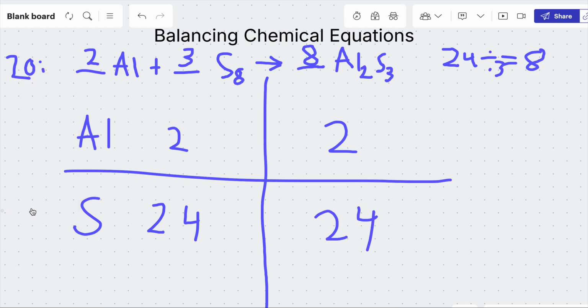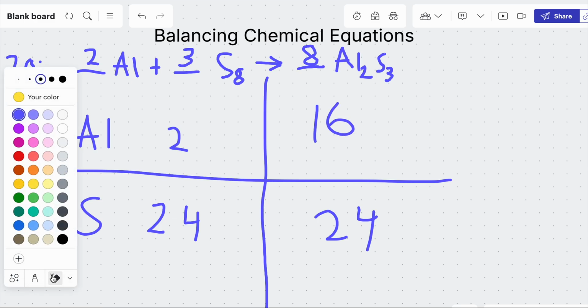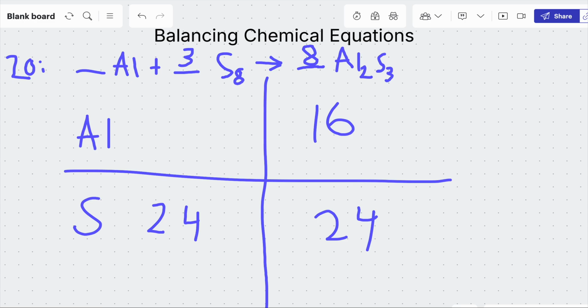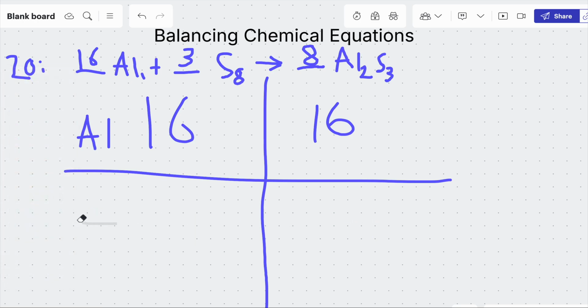But here's the fun thing. That also changes our ALs, although that's not the end of the world. That'll change it to 8 times 2, which is 16. Which means we're going to need to change our ALs on this side. So we need 16 total. We have AL1 over here, so how many 1s do we need to get 16 total? We need 16. So 16 aluminum plus 3S8 gives us 8 aluminum sulfide. That is our answer. Woo!